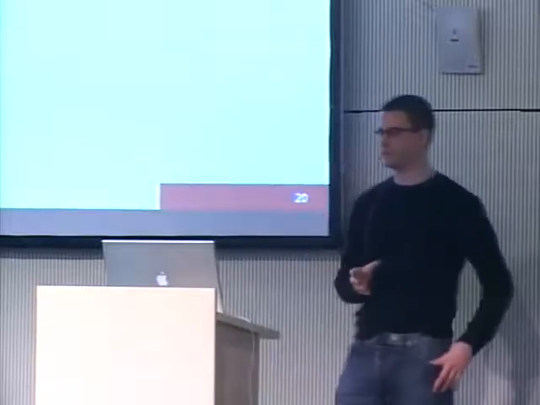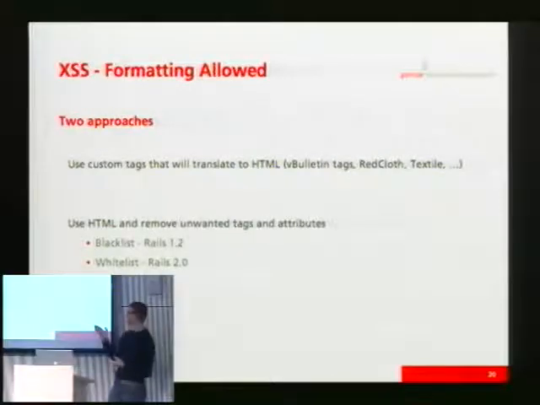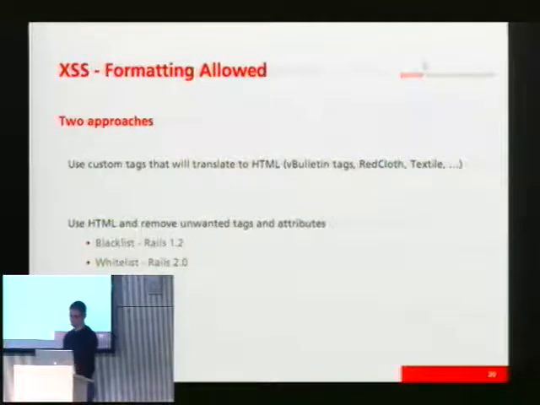The other case, if you explicitly want to allow some kind of formatting, is a little bit different and a little bit harder to get right. There are two approaches. The first approach is you introduce some kind of DSL. You say, I don't let the user input HTML, I let the user use bulletin board tags or RedCloth syntax or TextStyle or whatever, and it will then convert it to HTML. And the other approach is to allow HTML, but have a filter that will filter out every unwanted thing. In Rails 1.2, you had a blacklist-based sanitizing for that. It didn't work really well. And since Rails 2.0, you have a whitelist approach to it.